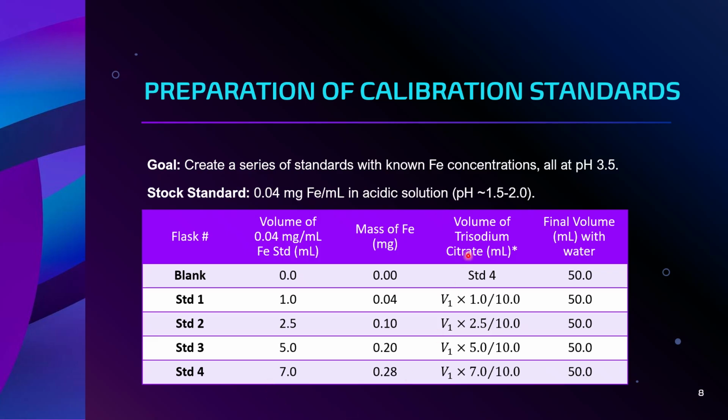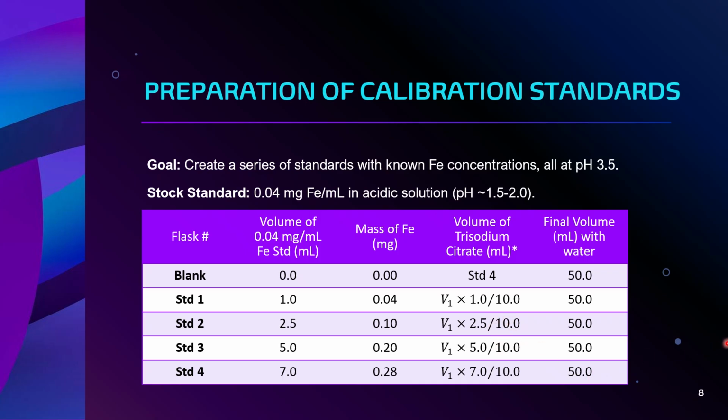Now the volume of trisodium citrate will be added in a proportional manner. This proportional volume is very critical because each standard has a different volume of acidic iron solution. This contains 1 ml of iron solution, this contains 2.5 ml, this contains 5 ml, and this contains 7 ml. So we cannot add a similar volume of trisodium citrate to all these flasks because we need to bring the pH to 3.5, so we need a proportional volume.